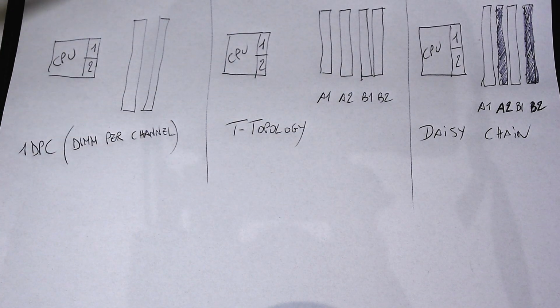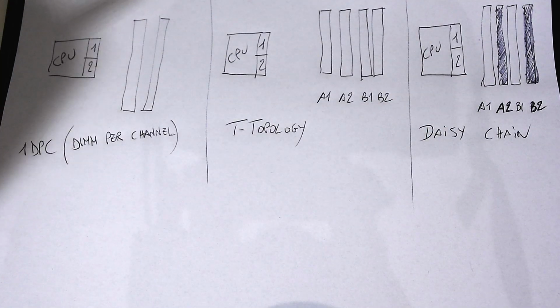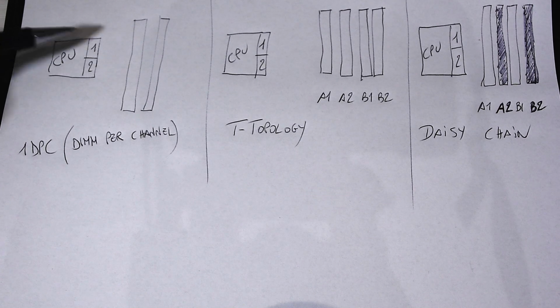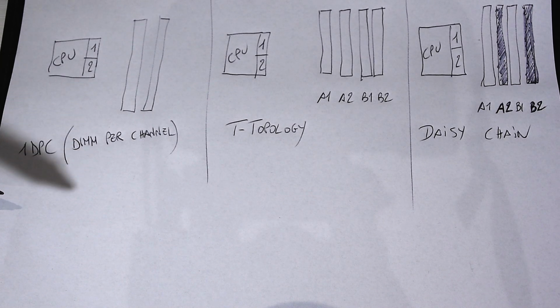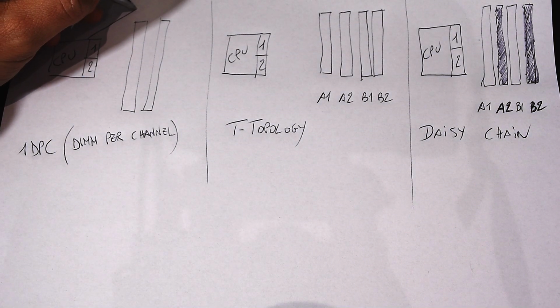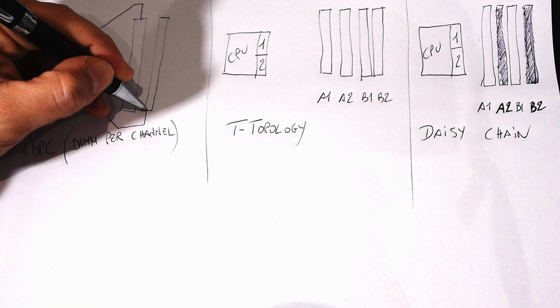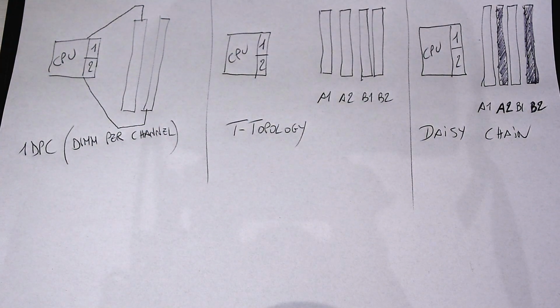1DPC is the best layout, let's say, in terms of overclocking, since there is a shorter way between the CPU, dual channel CPU, as we can see here, and two RAM slots. The CPU will connect to the RAM in this way. And yeah, the downside obviously is that you only have two slots, so the upgradability is limited. Usually this solution is found on ITX or micro ITX boards.